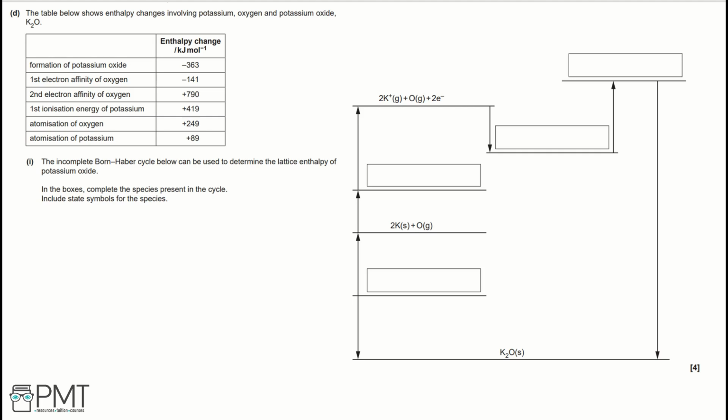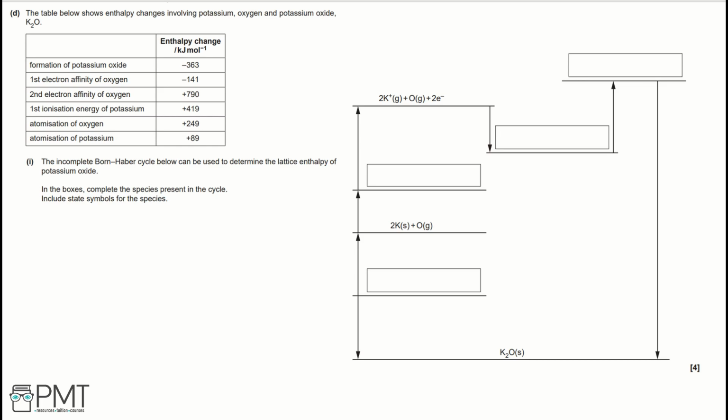Part D. The table below shows enthalpy changes involving potassium, oxygen and potassium oxide, K2O. Part 1. The incomplete Born-Haber cycle below can be used to determine the lattice enthalpy of potassium oxide. In the boxes, complete the species present in the cycle. Include state symbols for the species.